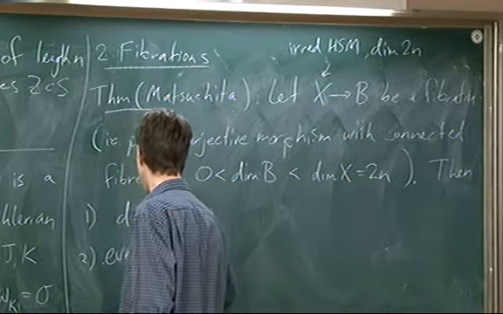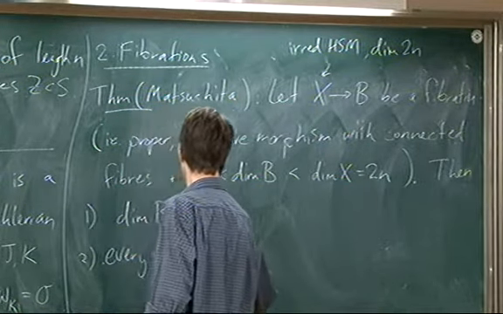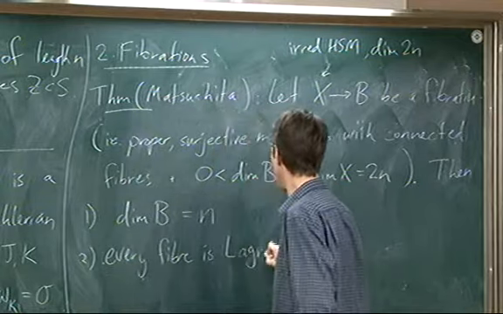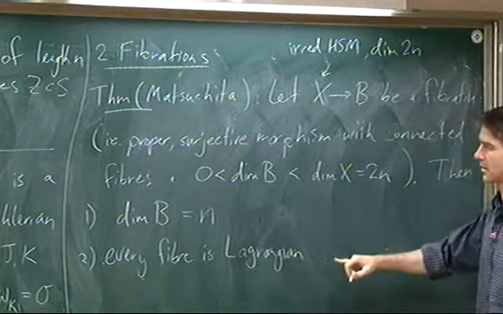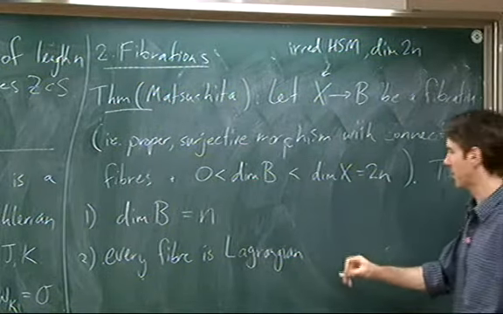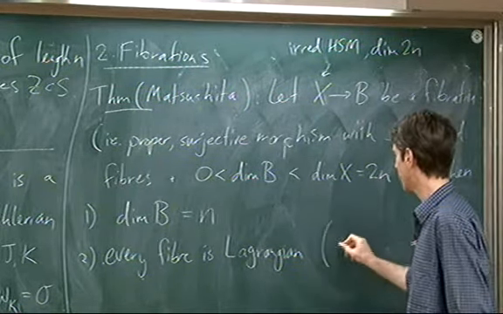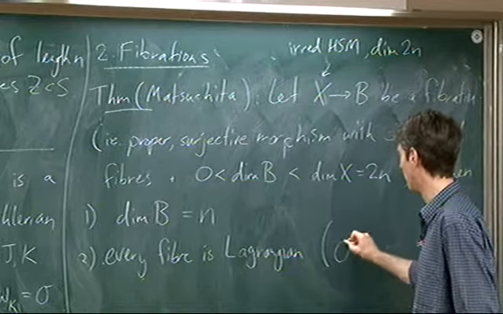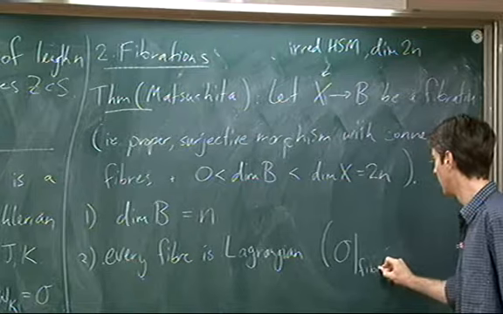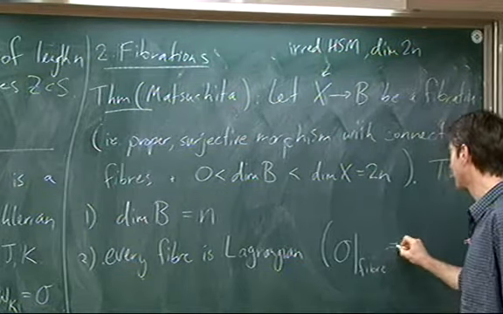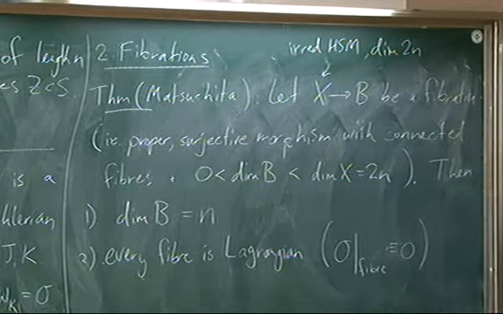And secondly, every fiber is Lagrangian. This is with respect to the holomorphic symplectic form. So that means that if we take this holomorphic 2 form, this holomorphic symplectic form, and restrict that to a fiber, this 2 form vanishes identically on every fiber.